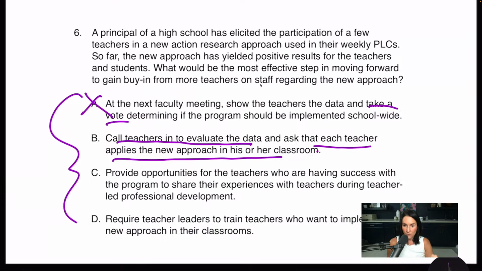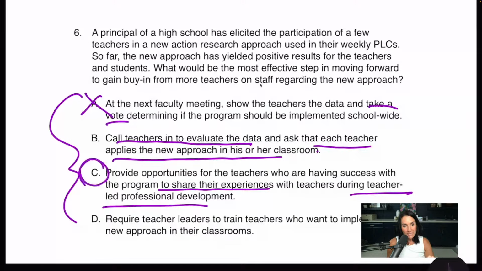C, provide opportunities for teachers who are having success with the program to share their experiences. Remember, shared experience is a good word on this exam, with teachers during teacher-led professional development. This is all about that building capacity. So this looks like a good word. This looks like a good answer choice. It's got all the good words in it. I'm going to choose it.